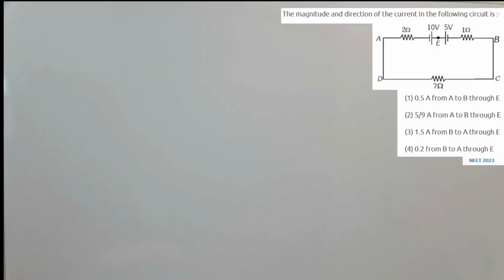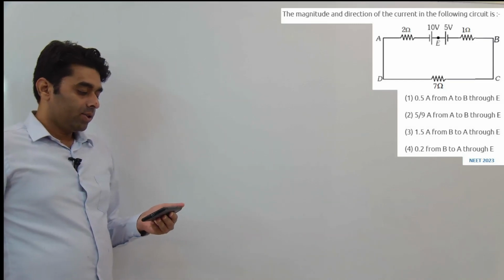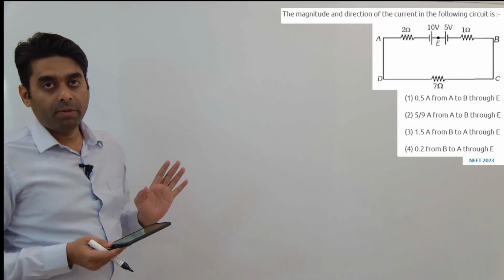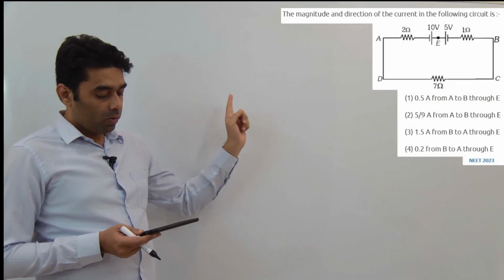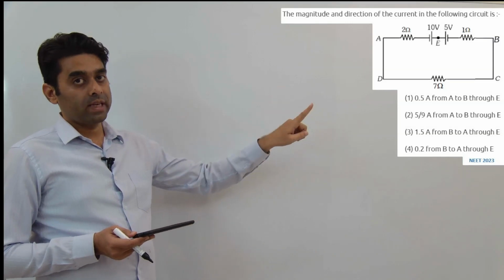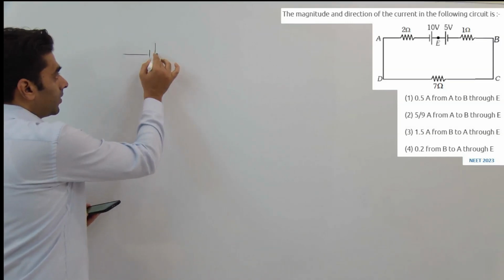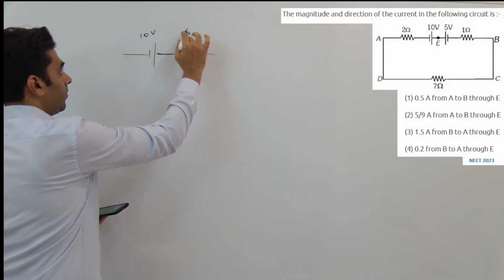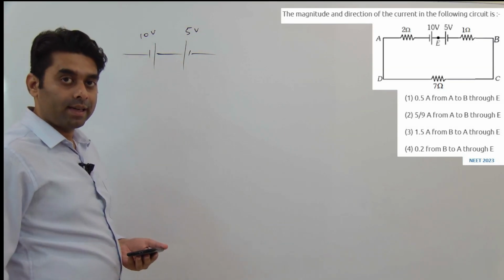Yeah. Next question is, the magnitude and direction of the current in the following circuit is. Now this is the circuit that is given to you. 2 cells are there and 3 resistors are there. If you notice carefully, the 2 cells, 10 volt and 5 volt, are connected like this. This is your 10 volt and this is your 5 volt, right? If you notice, this is opposite polarity. The cells are connected in opposite polarity.